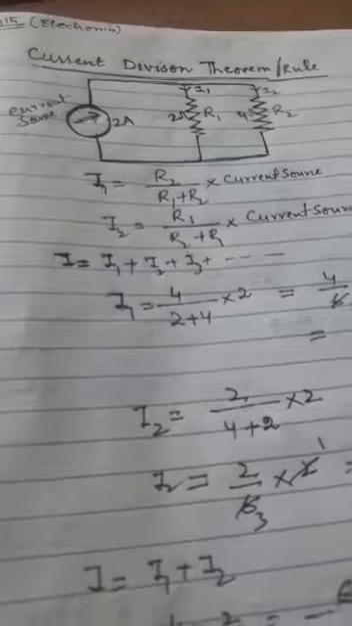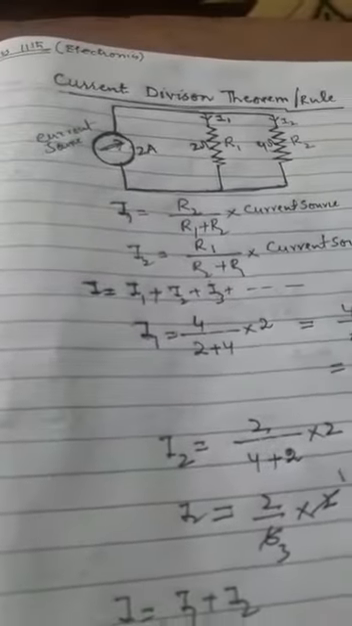So that will do for today. This was the current division theorem or rule, how to find the current I1, I2 in a circuit. I have shown you clearly. I am sure that you may have got it, how the method of current division theorem works.